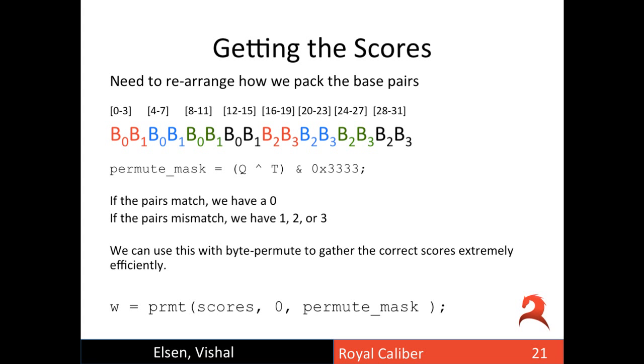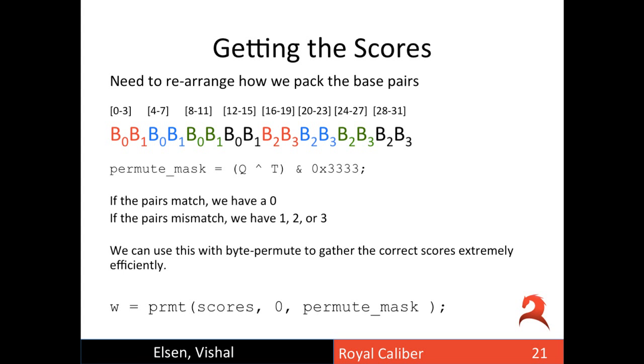So the way that we do this is we rearrange how we pack the base pairs in the sequences. So instead of having each sequence continue, the colors here are representing each sequence. So for example, the red is representing, say, the first sequence. The blue is representing the second sequence, the green the third, and the black the fourth.